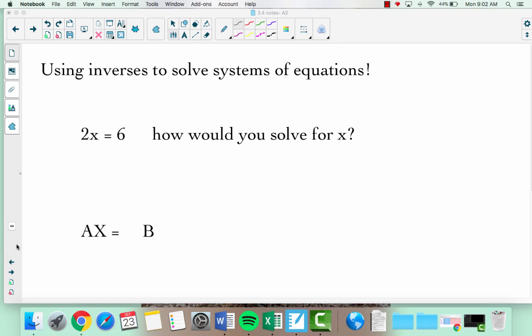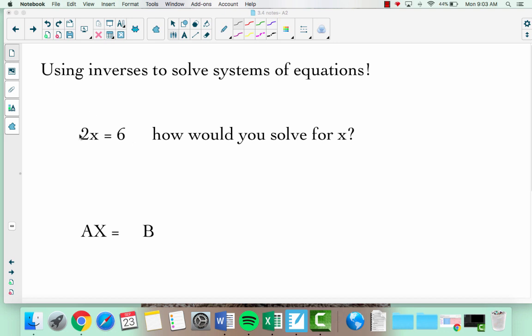Before we actually use the inverse matrices, I wanted to show you an example of what we would normally do if we were solving for x. In this example, it says 2x equals 6. And if I asked you to solve for x, normally you would just divide both sides by 2, and you would get x equals 3. But we cannot use division when we're working with matrices.